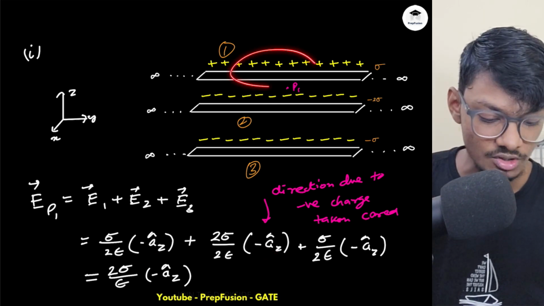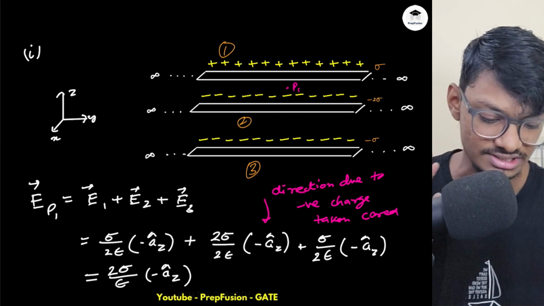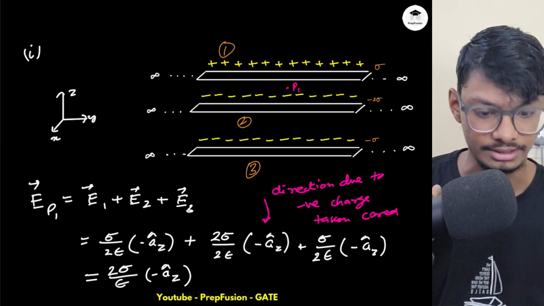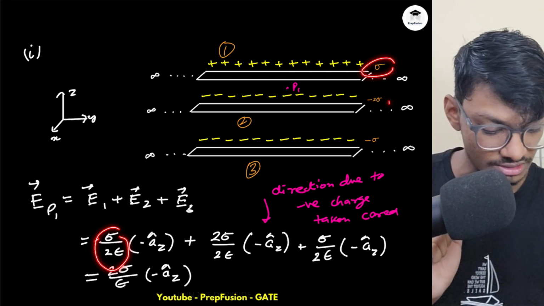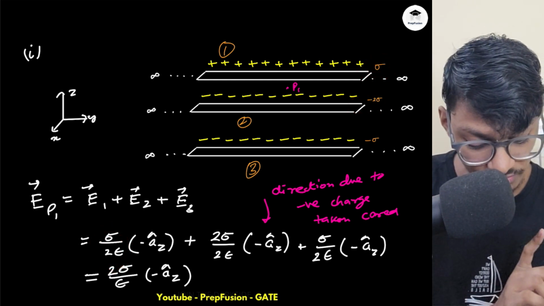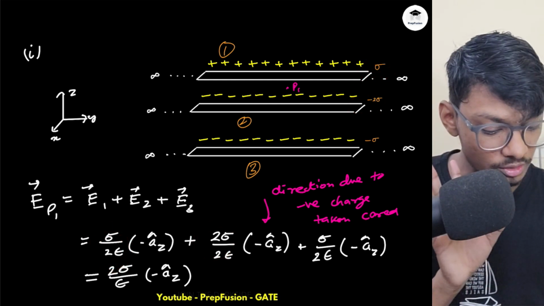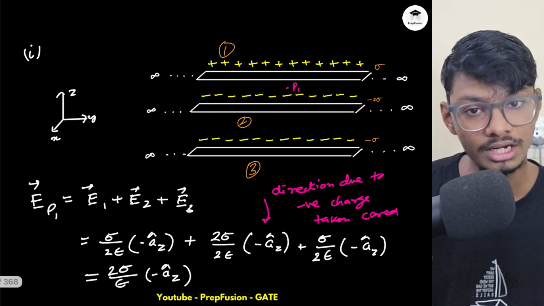Magnitude, if you remember, is constant. It is sigma upon 2 epsilon, basically surface charge density upon 2 epsilon. This has plus sigma, so this will be sigma upon 2 epsilon. This has minus 2 sigma, but I will write here 2 sigma only because I will only take the magnitude. Direction has already been taken care of.